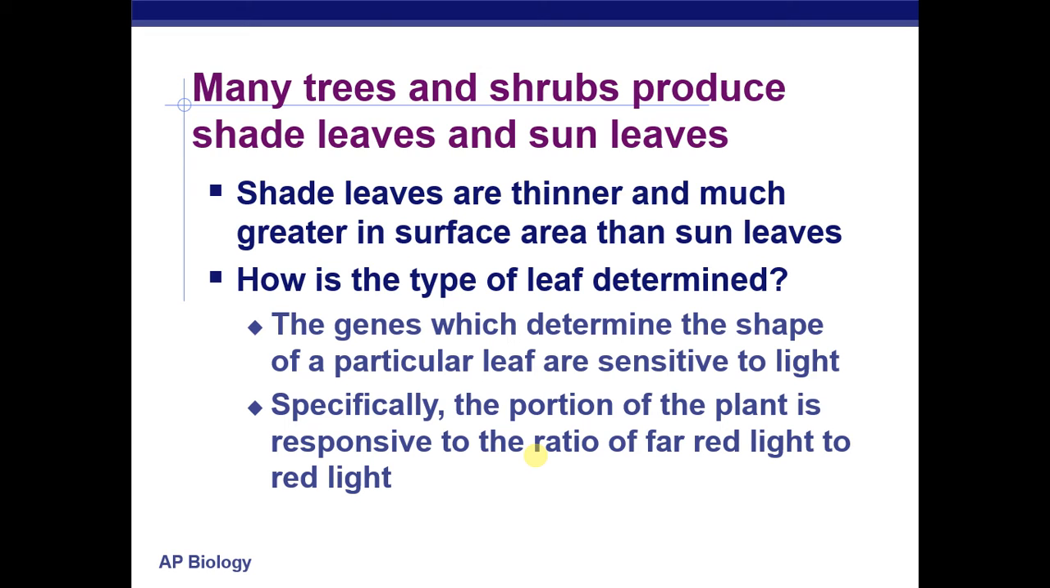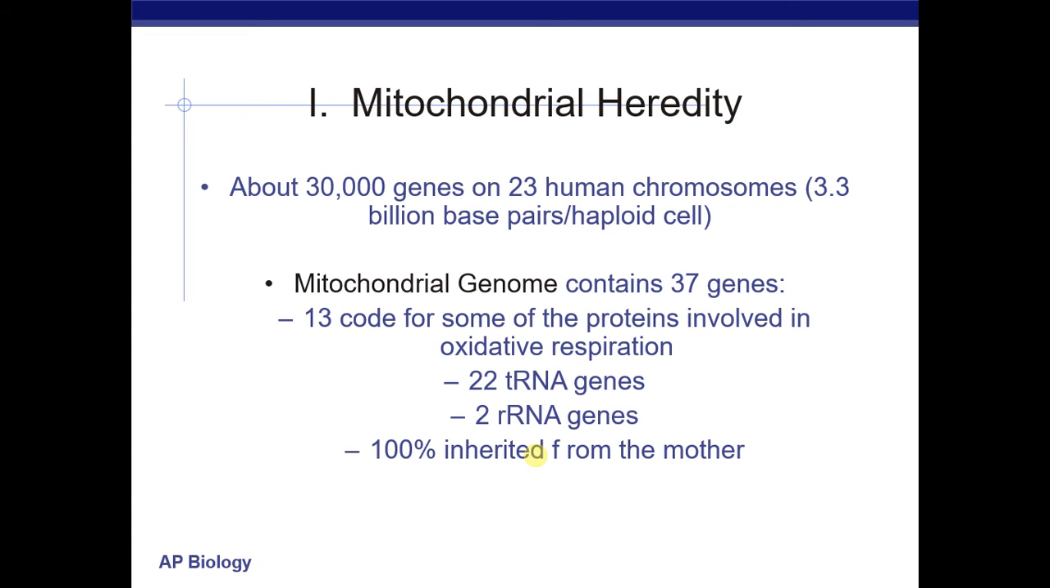And then lastly, for non-Mendelian modes of inheritance, we have what's called mitochondrial heredity. So there are about 30,000 genes on the 23 human chromosome pairs. That's about 3.3 billion base pairs for every haploid cell. But there are about 27 genes that are located in the mitochondria, because, like we said, mitochondria have their own DNA. 13 code for some proteins involved in cellular respiration.